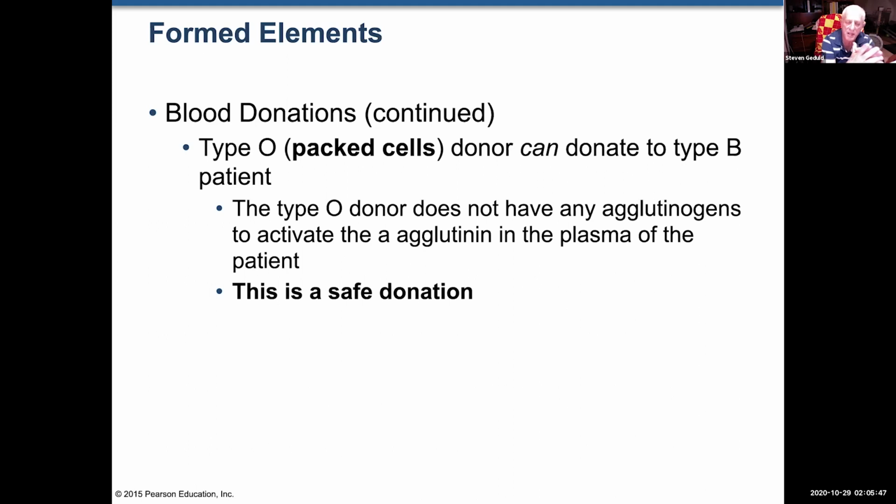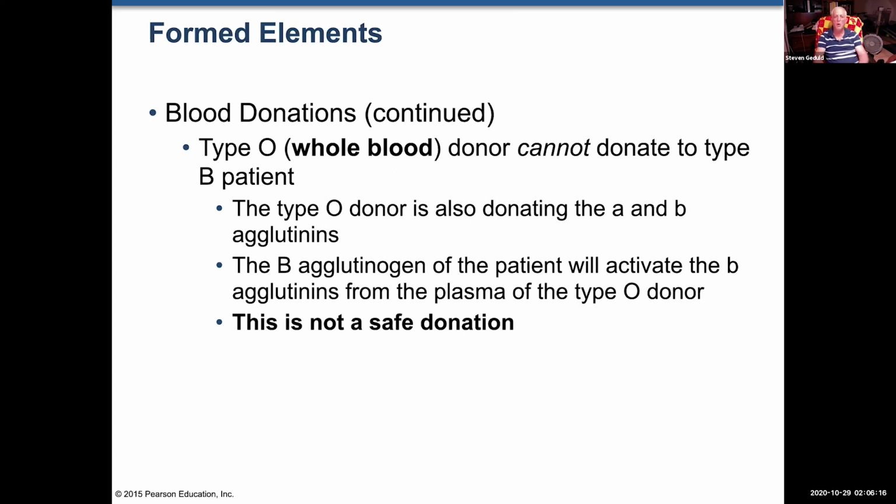So I give it to an A patient, that's gonna be fine. I give it to a B patient. I give it to an AB patient, and I give it to a type O patient. So type O is a universal donor, but only if it says packed cells. Okay. If it has whole blood, then you can't do it. You have to match it specifically. Is that making sense? Hopefully that makes sense there.